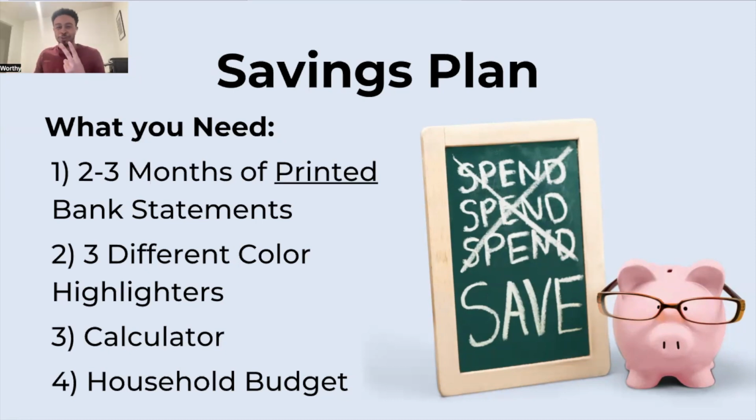But number two, you're going to need three different color highlighters because, like I just alluded to, you're going to be highlighting three different categories or things that you're looking for in your bank statements, in your spending. The third thing that you're going to need is a calculator or your phone. And the fourth thing you're going to need is your household budget.